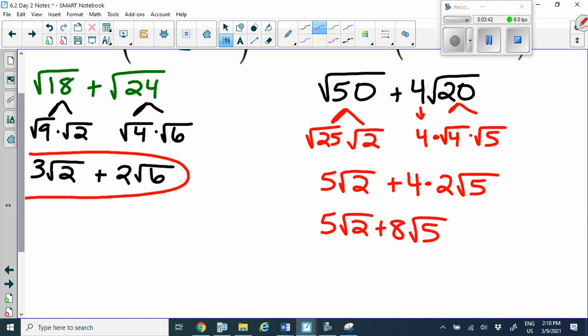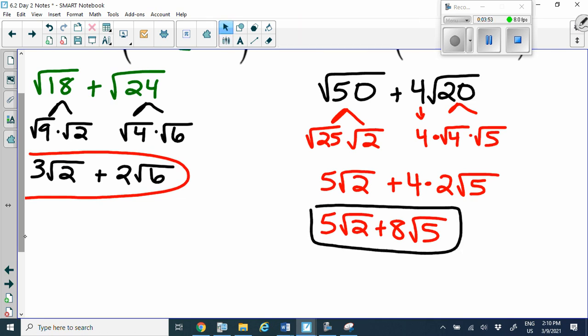Can we combine these two? No. Since the numbers underneath the radical are not the same, these are not like terms, so therefore we cannot combine, and this is my final answer here.